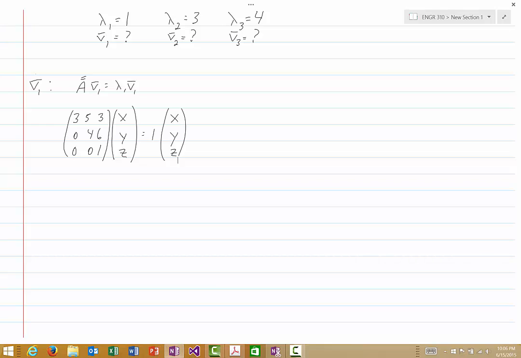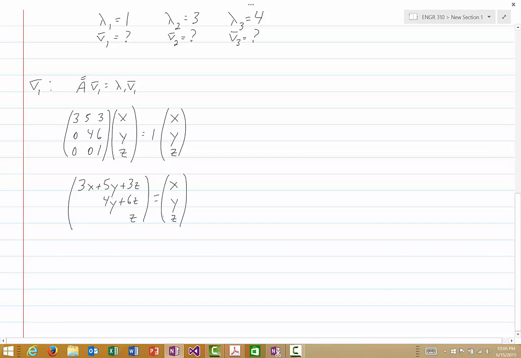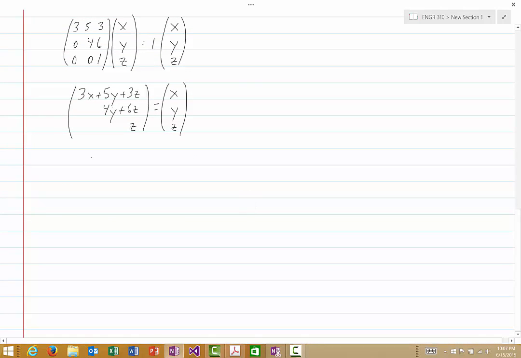So when we multiply out on both sides of this equation, we get 3x plus 5y plus 3z, 4y plus 6z, and z on the left hand side, and on the right hand side we simply get x, y, z. So we get the three equations: 3x plus 5y plus 3z is equal to x, 4y plus 6z is equal to y, and z is equal to z.